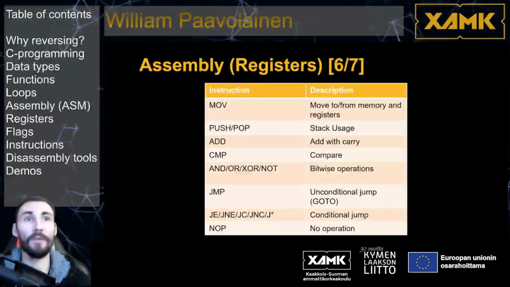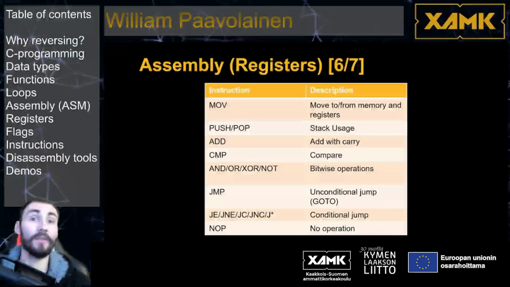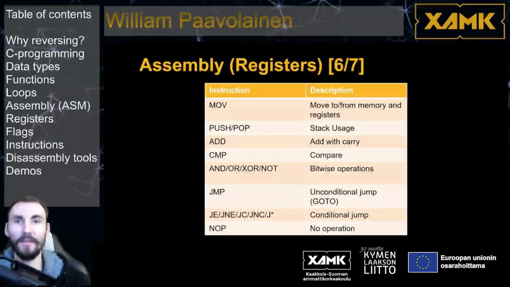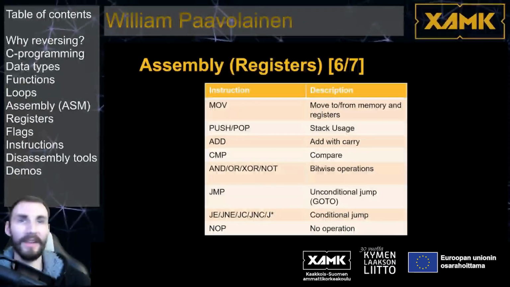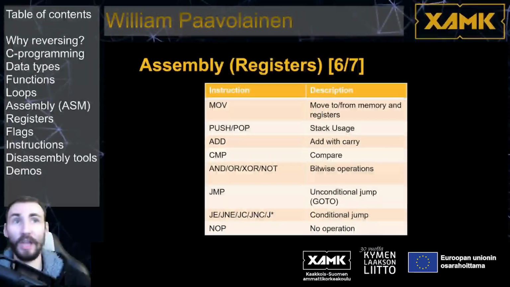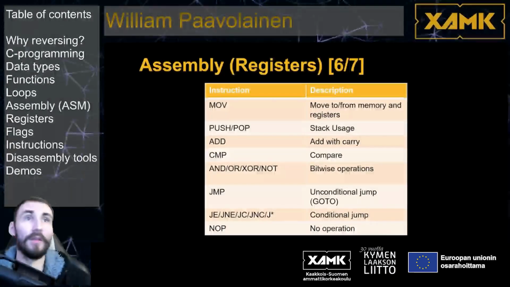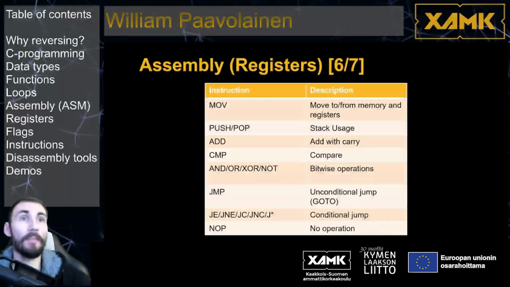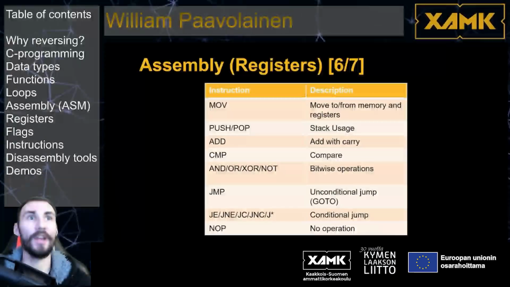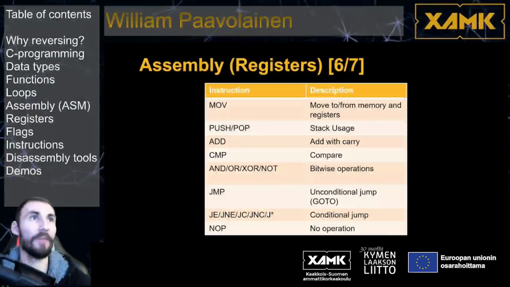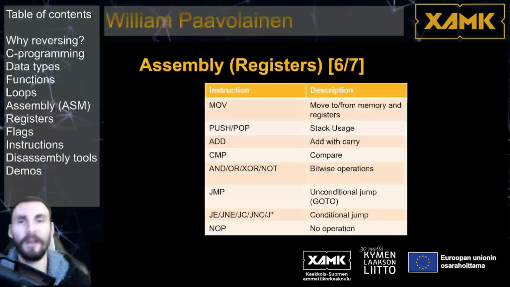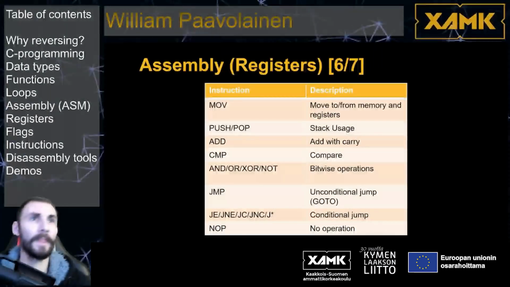So JE would be jump if equal. That means we have compared something, and if those values we have compared beforehand are equal to each other, we take the jump. If it's not, we don't. JNE is jump if not equal. JC would be jump if carry, and that's where the carry flag is. And then we also have JZ, which would be jump if zero flag is set, and so on and so forth. There are many, many different conditional jumps that we have.